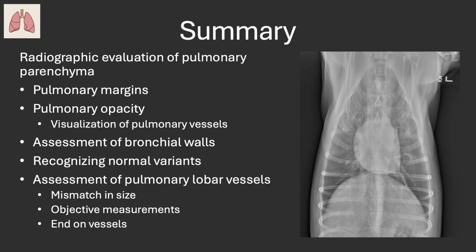In summary, evaluation of the pulmonary parenchyma on thoracic radiographs for dogs and cats should involve careful scrutiny of the pulmonary margins, pulmonary opacity, which is aided by the visualization of pulmonary vessels over areas of the lung which are superimposed over soft tissue structures, and assessment of the bronchial walls. Recognition of normal variants is essential to differentiate true pathologic findings from clinically insignificant findings. Additionally, pulmonary arteries and veins should be carefully evaluated for changes in size, as these may be key findings that support certain diagnosis.